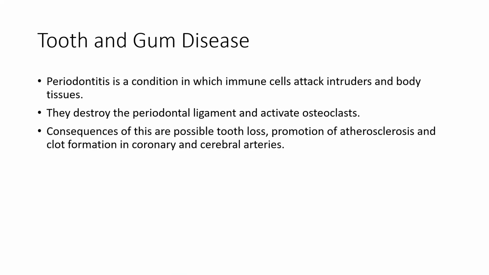But one of the problems we have with tooth decay is that your patient can develop something known as periodontitis. I'm sorry, there's an extra I in there. Periodontitis. Immune cells, which our immune system cells attack both us and pathogens. They destroy the periodontal ligament, the ligament that's holding the tooth into the socket. They turn on the osteoclasts, the bone breaking cells. And so we start losing teeth.